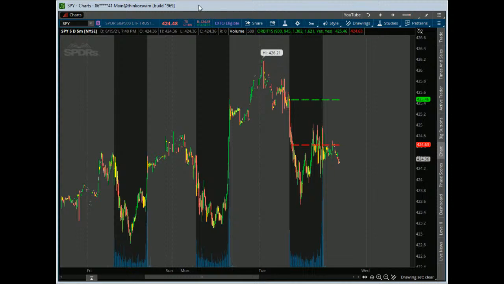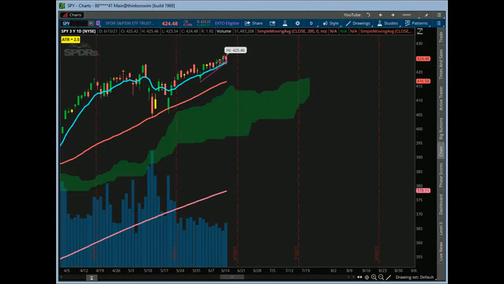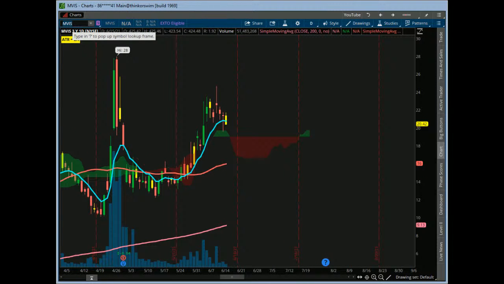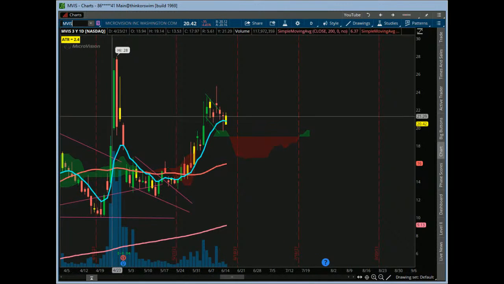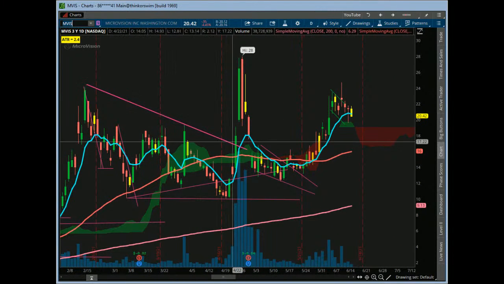Shirley sent a few in via email, so let's get these pulled up. Shirley, you've got MVIS on the radar. This is a popular name these days. MVIS had a nice pop recently, a bit of meme stock type movement out of this geometric level. Good volume breaking out, and here it works its way up.